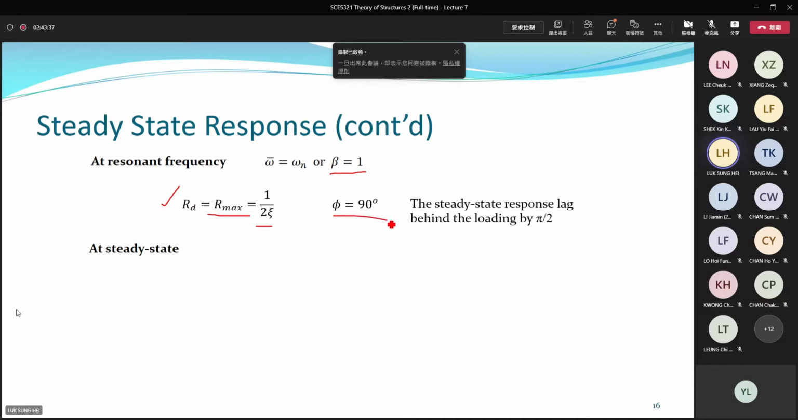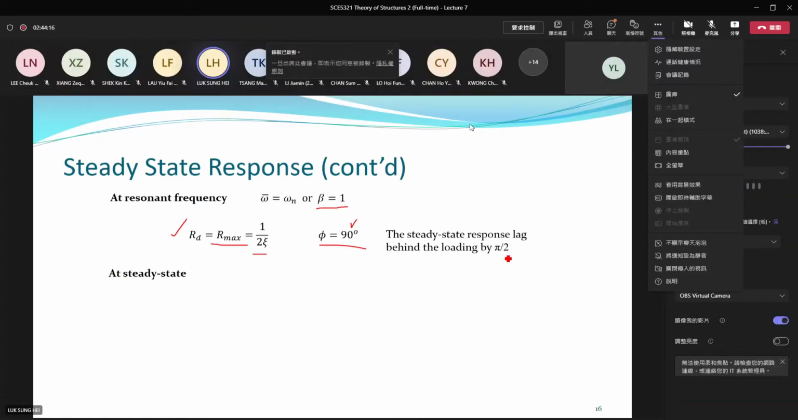About the phase angle, you can also calculate it, but phase angle normally is not our interest. For engineering practice, we would like to know the maximum displacement, the maximum value, not the time. When they achieve the maximum value is not our interest. We just want to know the maximum displacement, and then compare with our deflection limit or other criteria to see whether failure occurs or not. The time is normally not our interest. But at resonance, the phase angle is 90 degrees, for your information. That means the response lags behind the loading by pi/2 radians.